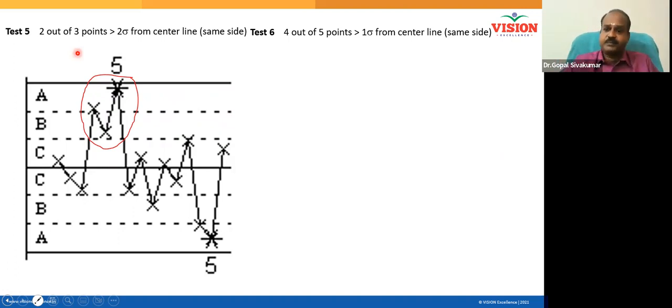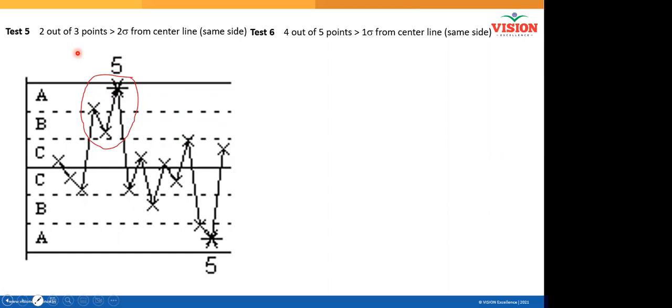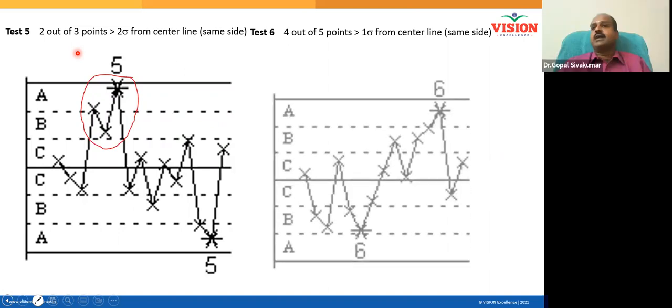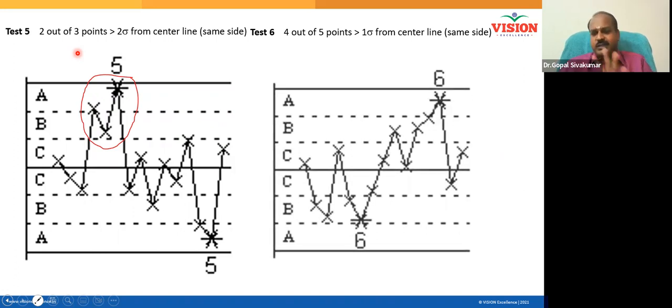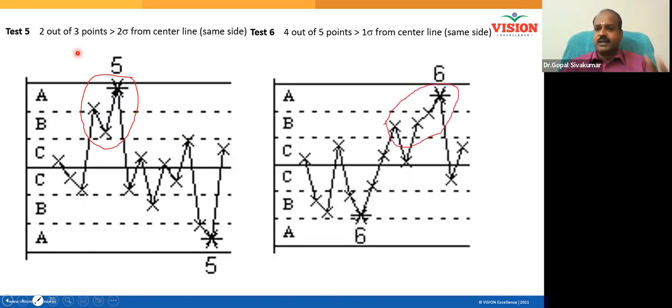Understand? 2 out of 3 is how much? 66 or 67%, isn't it? Where is 4%? Where is 67%? So I start doubting it, right? Similarly here. So these conditions, if you are able to appreciate them, use them. If you are not able to appreciate them in your process, don't use them.